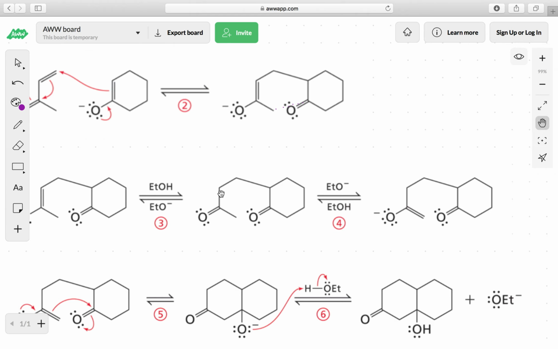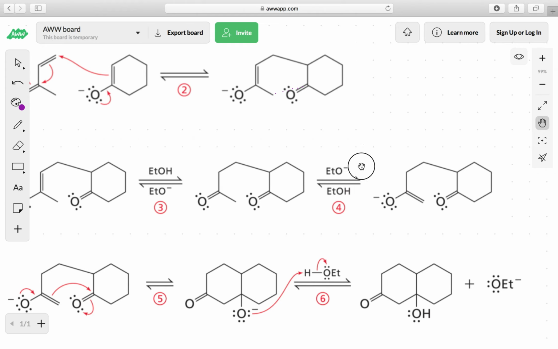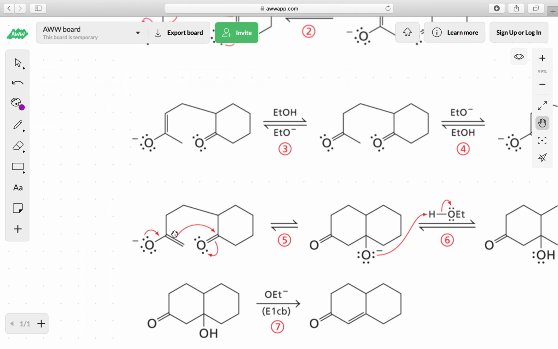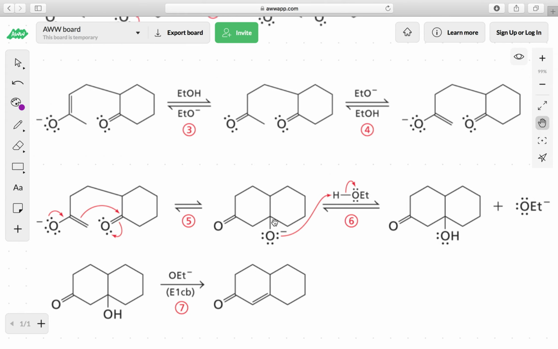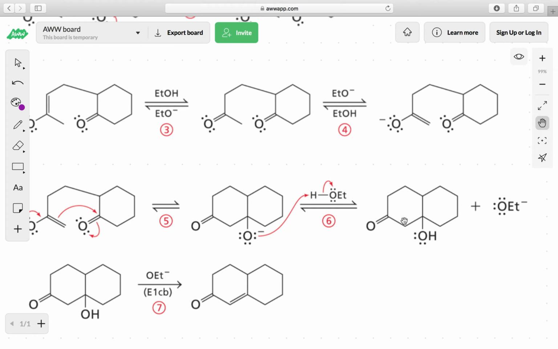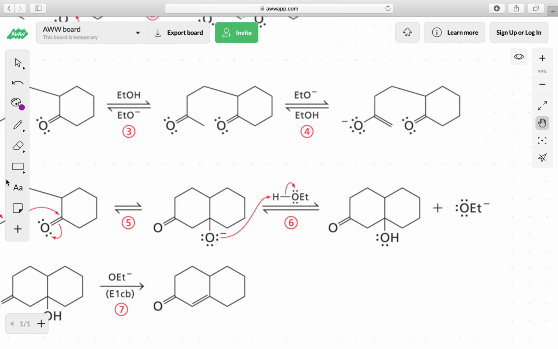And if you look at it, it's 1, 2, 3, 4, 5. A 1,5 diketone can do intramolecular aldol condensation to form a 6-membered ring. And that's exactly what's going to happen here. Our enolate is going to come down and attack this carbonyl group, and we form these 2 fused 6-membered rings. We're going to protonate this O- to form our beta hydroxyketone, remember, which is the product of the aldol formation.